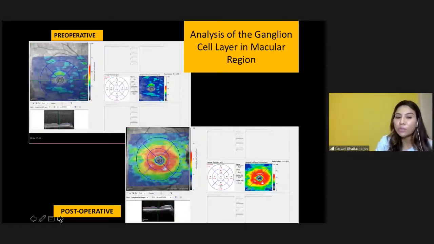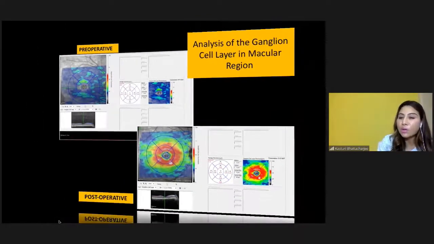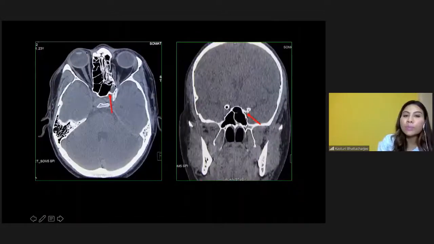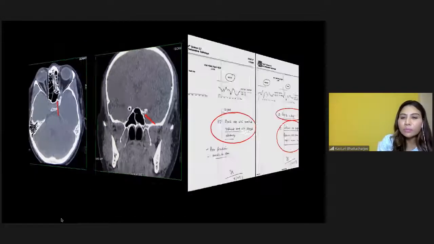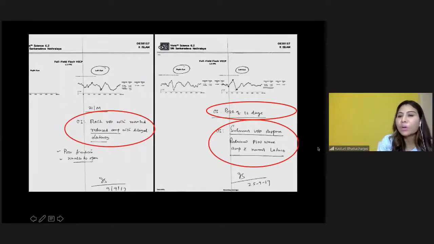Why? Because it was not by a bone. And when I did the ganglion cell analysis, this is something very interesting we found. See, the pre-operative and post-operative, there is an improvement in this analysis because it was by a hematoma. In this patient, you can see the fracture in the optic canal. Then this is a VEP before.